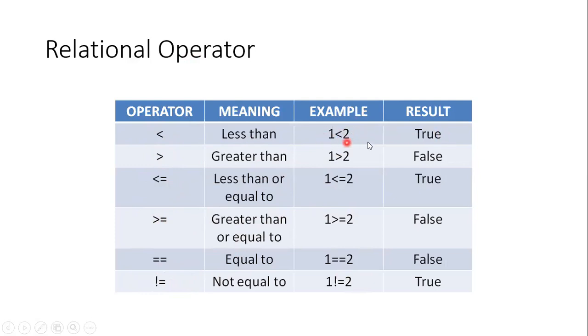So already you know this in digital. Then greater than: 1 is greater than 2, so the result is false. 1 is less than or equal to 2, so the result is true. Like that, 1 is greater than or equal to 2, false. 1 is equal to 2, false. 1 is not equal to 2, true. So these are the relational operators which are used for comparison purposes.